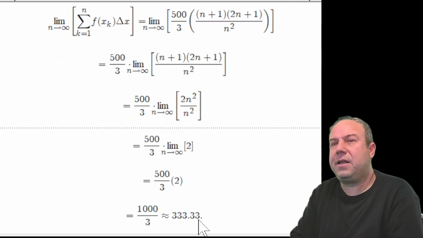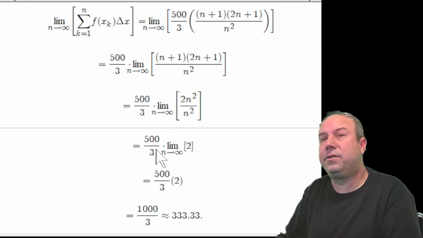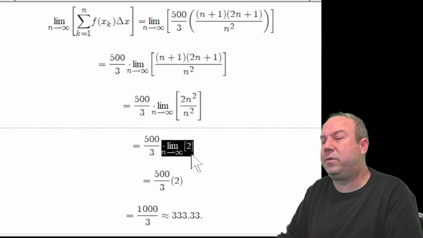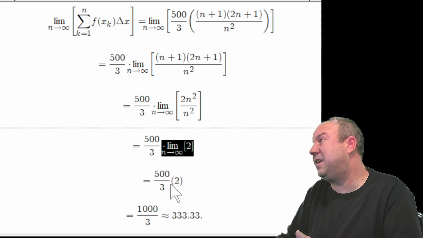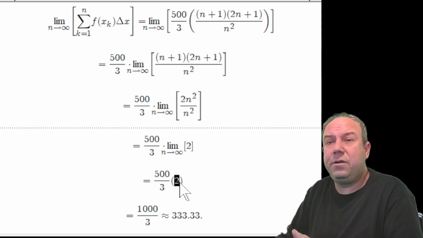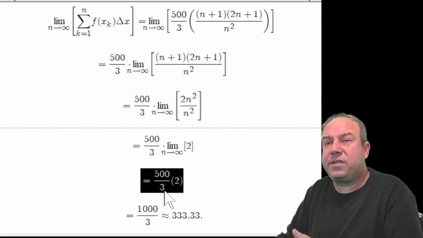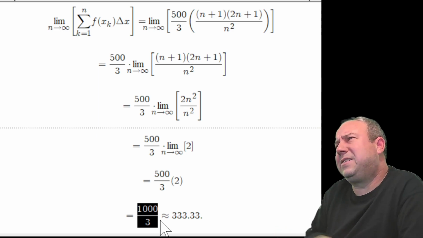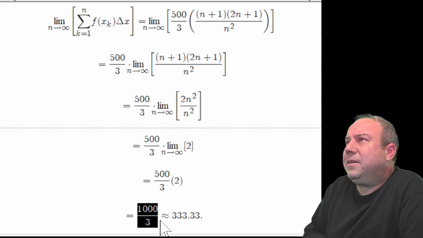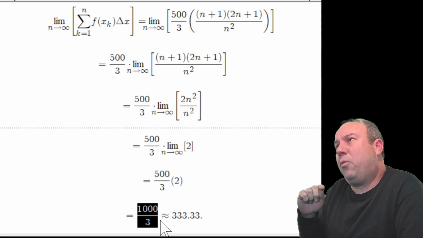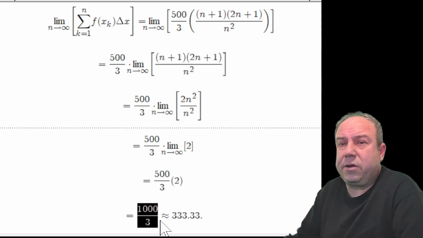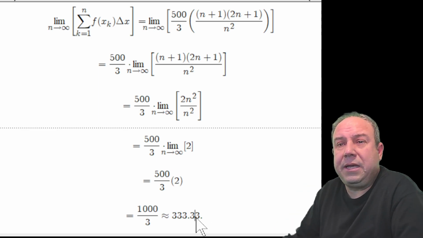The L'Hopital's would give you the exact same result. And if we think about it, we have 500 thirds times the limit as n heads to infinity for 2, and what's the limit of a constant? It's just the value of 2. So 500 thirds times 2 yields the value 1,000 thirds. As I had said, the value of this exact area is 1,000 thirds of a units squared, or 333.33 repeating.